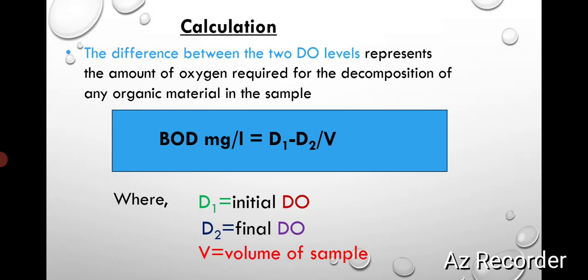Calculation. The difference between the two DO levels represents the amount of oxygen required for the decomposition of any organic material in the sample. BOD in mg per liter is equal to (D1 minus D2) divided by V, where D1 is the initial dissolved oxygen, D2 is the final dissolved oxygen, and V is the volume of sample.